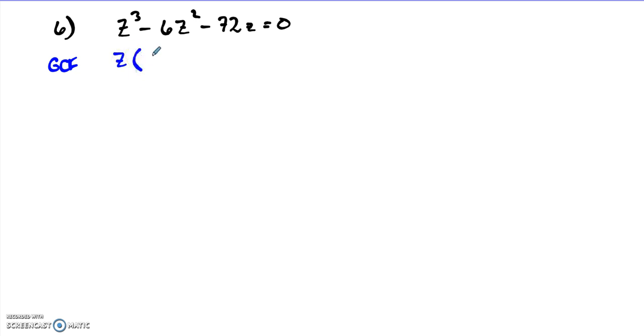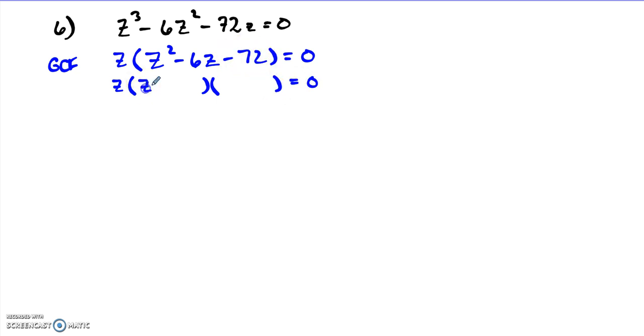If I do that, I have z on the outside, factoring that out. I'll have z squared minus 6z minus 72 equals 0. We can't lose that z. We keep that there. So I have z. And now I'm going to be factoring this here. So I come up with the factors of 72 that are going to give me 6. And that's z minus 12 and z plus 6.